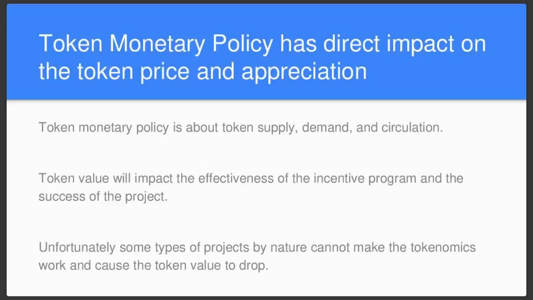But one of the things many people don't understand is that, unfortunately, for some types of projects, by nature it is very hard to make the token economics work. Just because, as I'm going to show you in the next chart, you cannot create enough token demand to keep the token value going up. That causes the token value to drop, and eventually the program won't work.